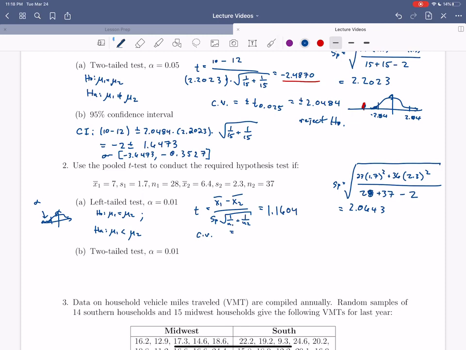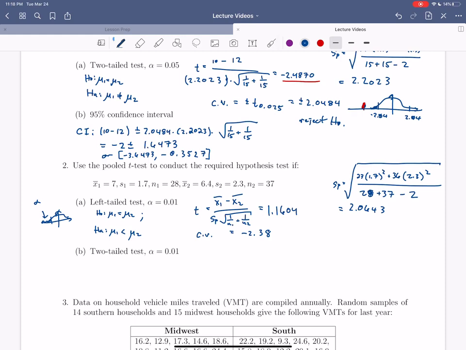But our critical value, it turns out when you actually plug it in and calculate what you should get for your critical value, you get negative 2.38. Okay. And I don't know why I only have 2 decimal places there, but that's what I've written down. So negative 2.38. Okay.